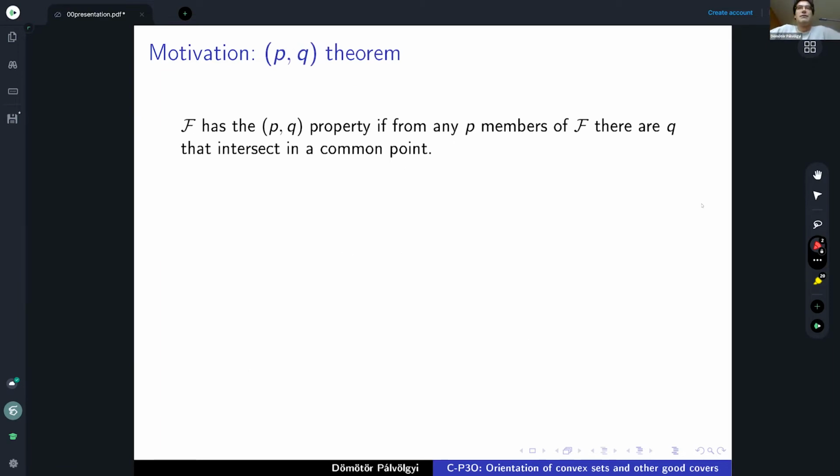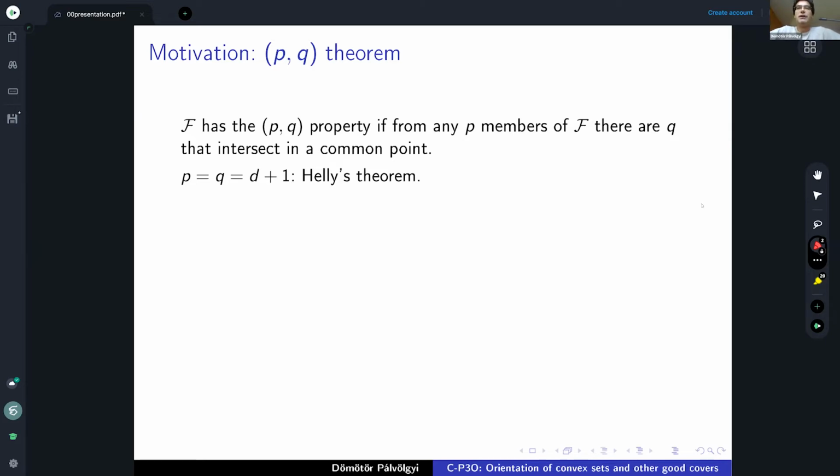They say that a family has the PQ property. Imagine F is a family of convex sets. If from any P members of F, there are Q that intersect in a common point. Okay, so there is a point that's contained in all Q sets. For example, if P and Q are both D plus 1, then this is Helly's theorem for convex sets.